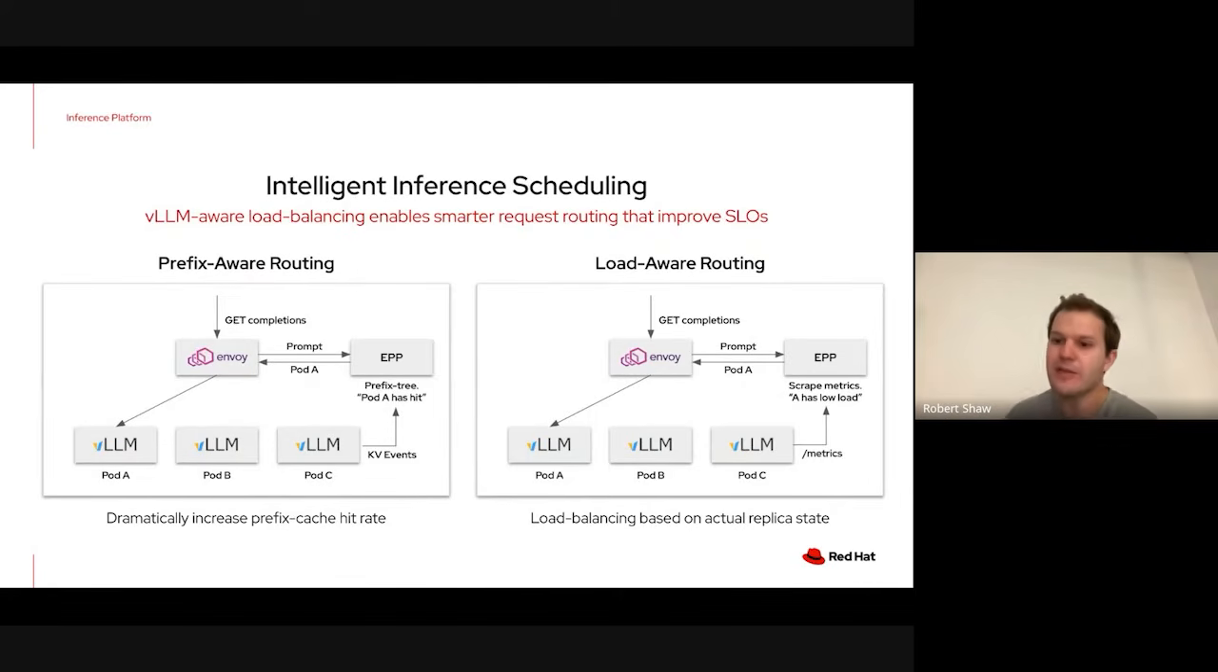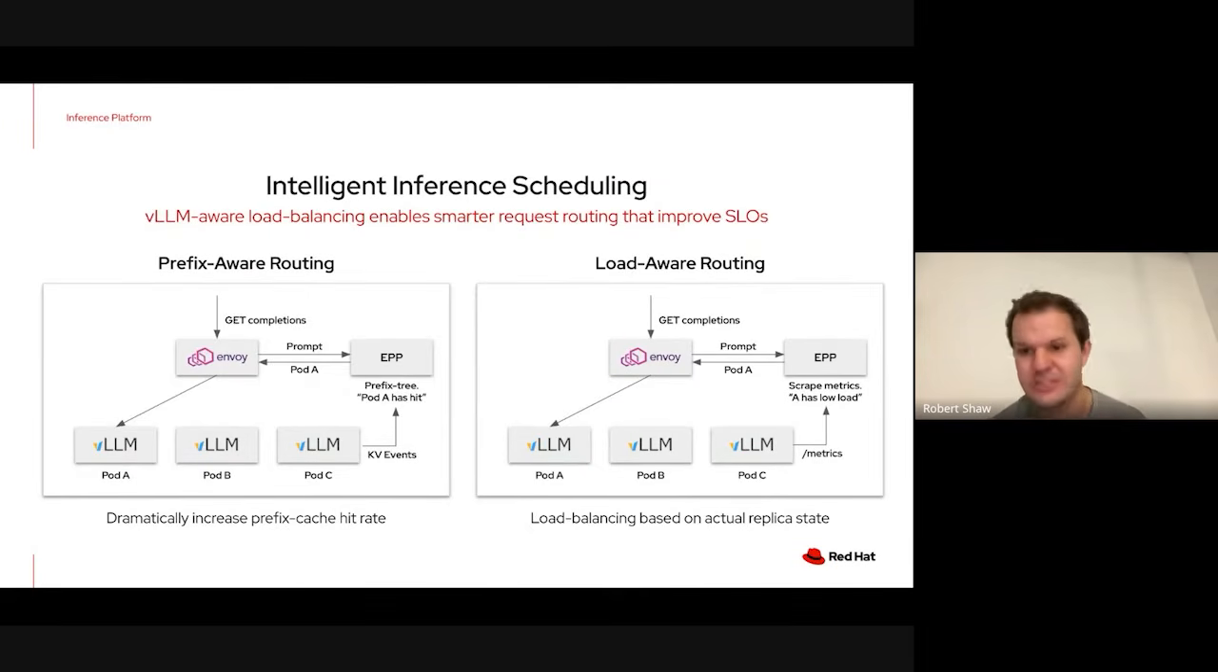And so vLLM has a feature called prefix caching, which basically allows us to skip computing the prompt if the KV caches for that prompt are resident in vLLM's GPU RAM. And so one of the things that we really, really want to do inside of the cluster is to route requests to the pod that has the prefix cache available in that pod.